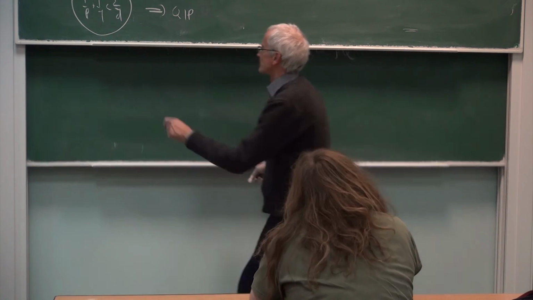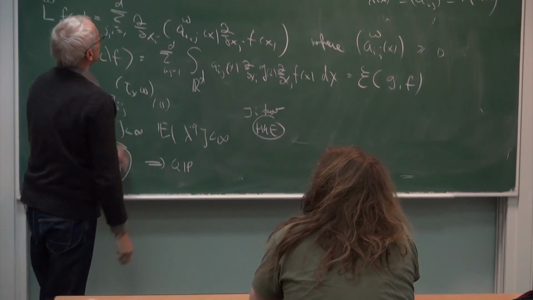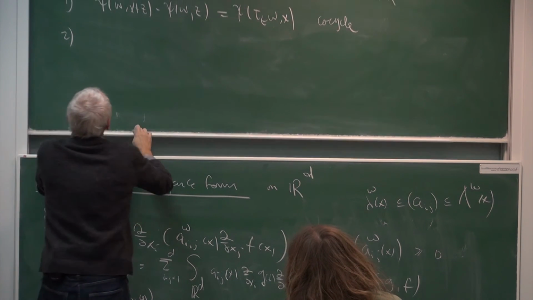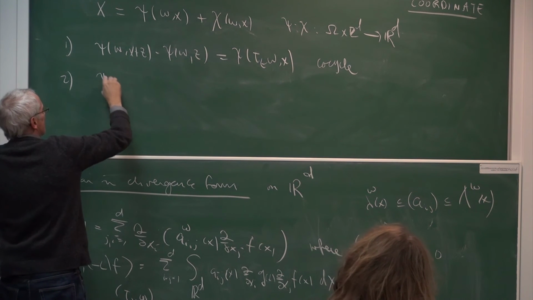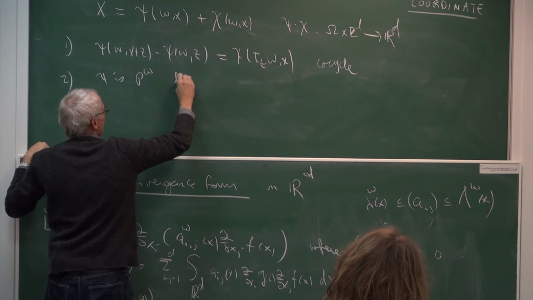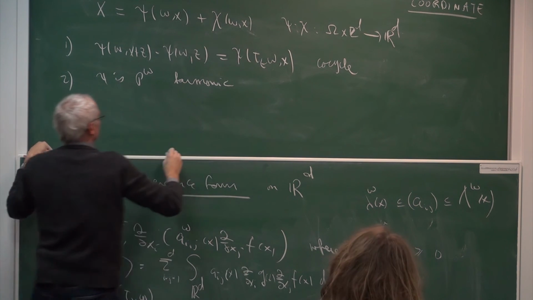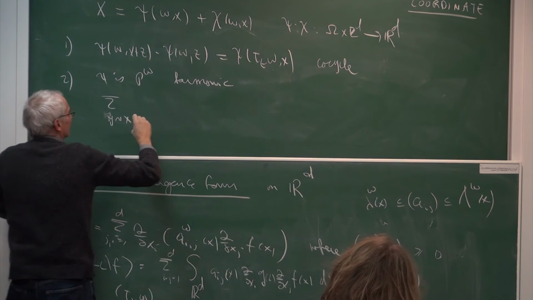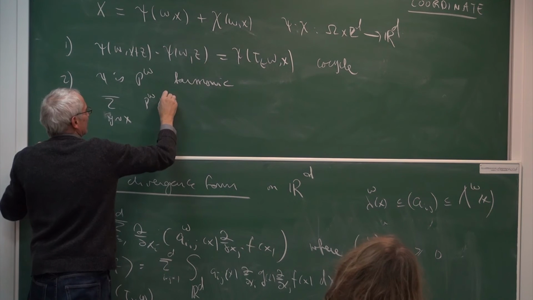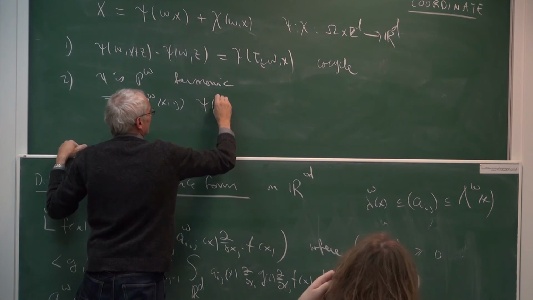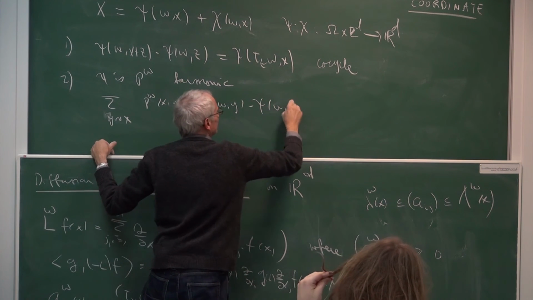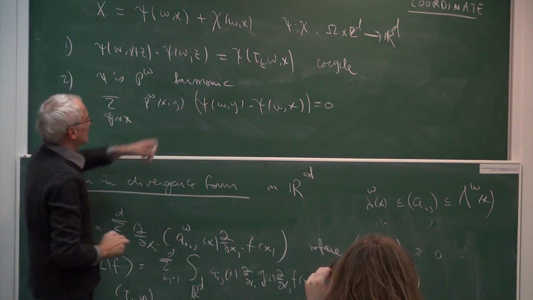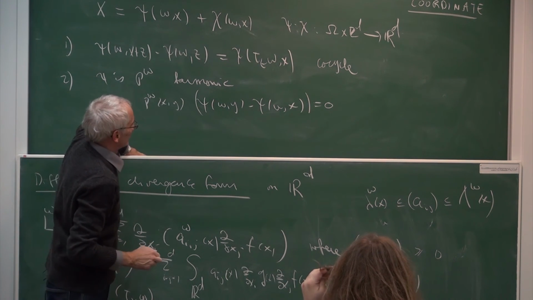The second property is that psi is harmonic. Psi is P_omega harmonic, which means that the sum over y neighbor of x of p_omega(x,y) times psi_omega(y) minus psi_omega(x) is 0. So you can find one like this, and the other one would just be the difference.